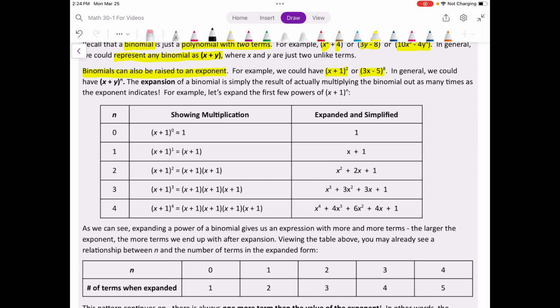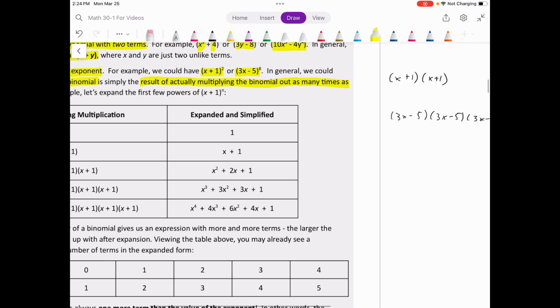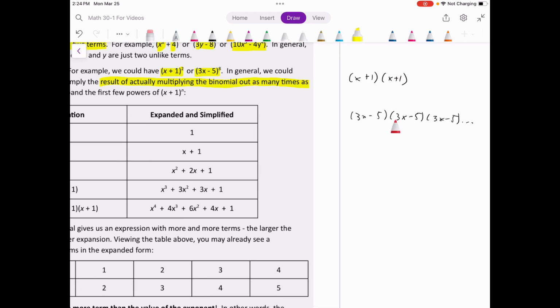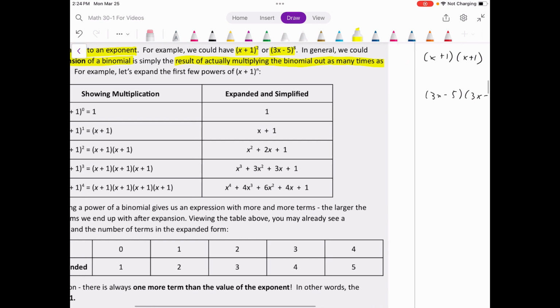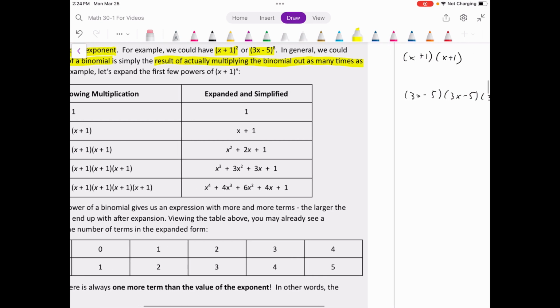So in general, how could we represent a binomial being raised to some power? Well, x plus y, there's our binomial, to the power of n, some exponent n. So what is the expansion of a binomial? It's just the result of actually multiplying the binomial out as many times as the exponent indicates. Again, what we were starting to do there was actually look at the expansion of 3x minus 5 to the power of 8. If we actually multiplied them all out and collected like terms, we would have done the binomial expansion.